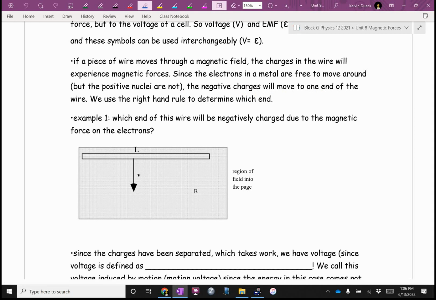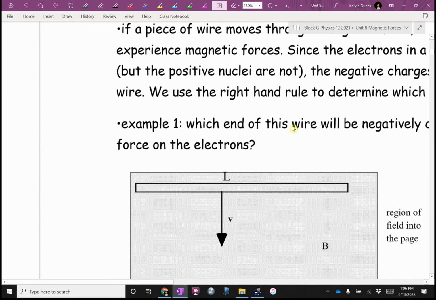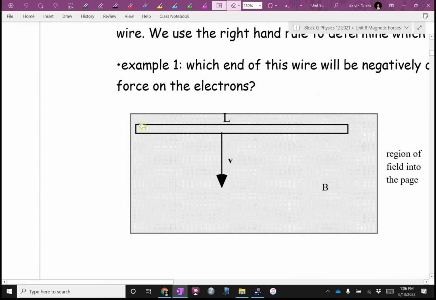So example 1 says this: which end of this wire will be negatively charged due to the magnetic force on the electrons? I'm going to zoom in a little bit. And what I'd like all of you to do, this is a metal bar right here. Draw one proton sitting in the middle right there. That's an atom.